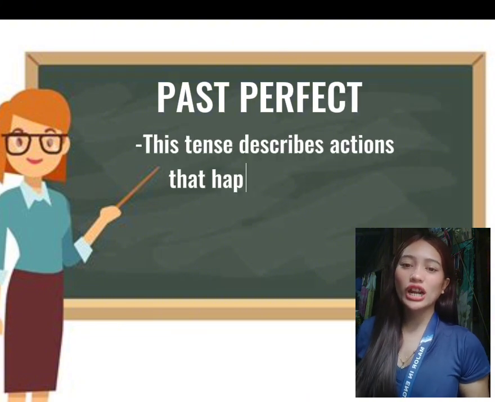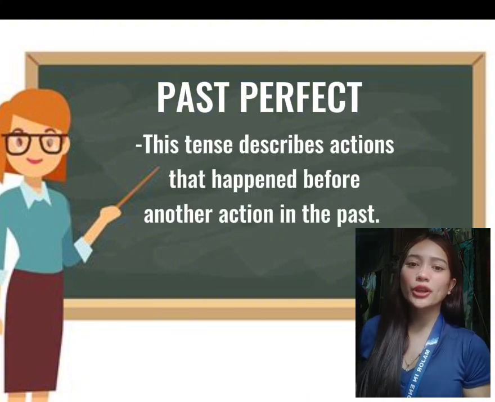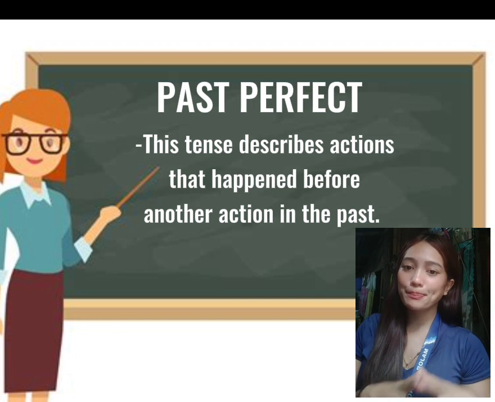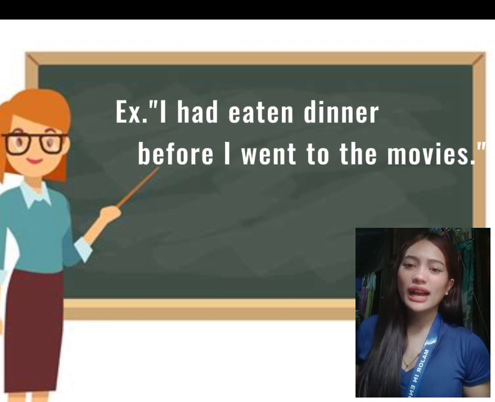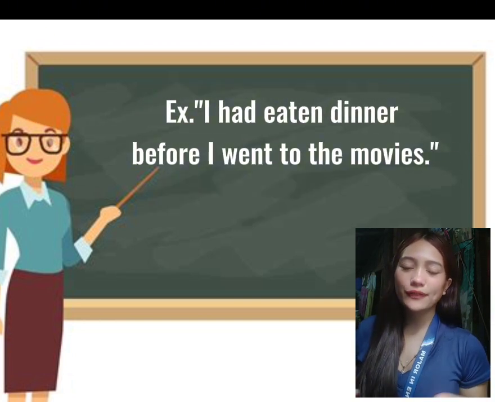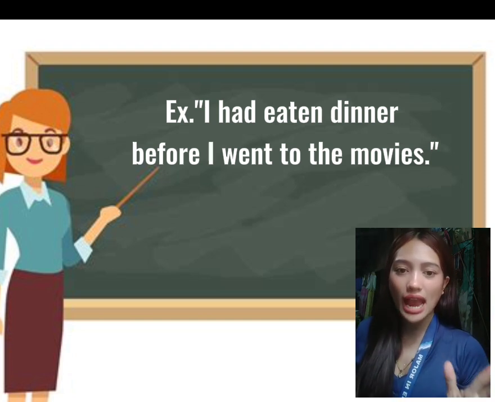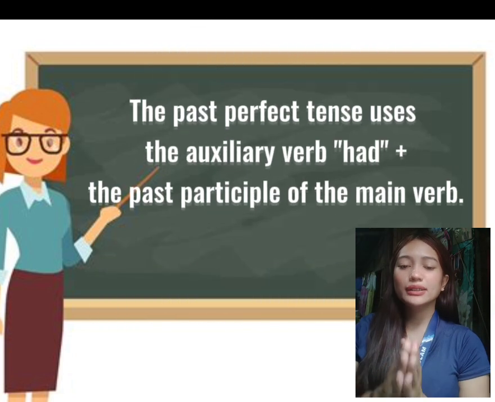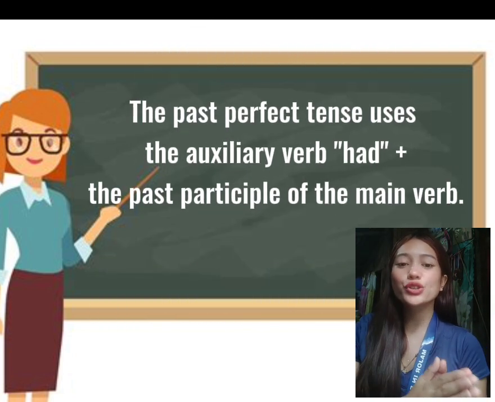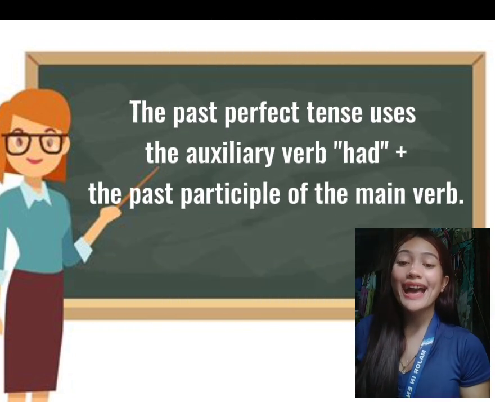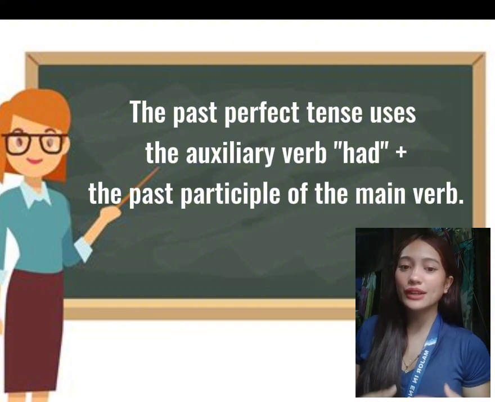Next, we have the past perfect tense. This tense describes actions that happened before another action in the past. For example, I had eaten dinner before I went to the movies. So, why do we use had eaten instead of ate? Because the past perfect tense uses the auxiliary verb had plus the past participle of the main verb.